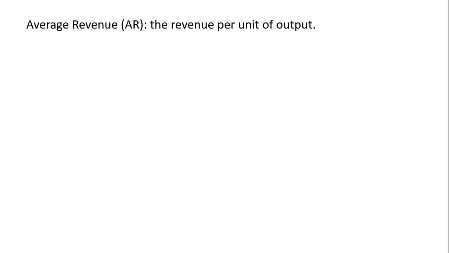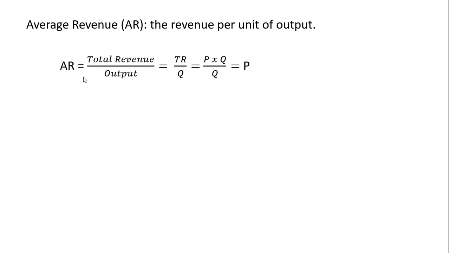Hello, in this video we're going to look at demand and average revenue. Average revenue is the revenue per unit of output. The formula for average revenue is total revenue divided by the quantity of output. TR is total revenue and Q represents the quantity of output. Total revenue is the price per unit times the quantity of units sold.